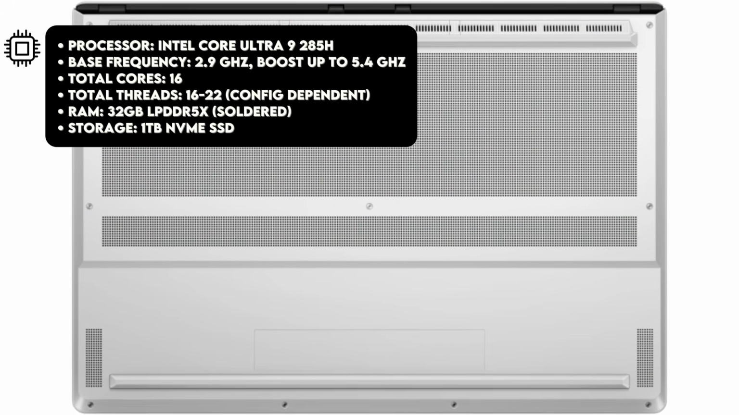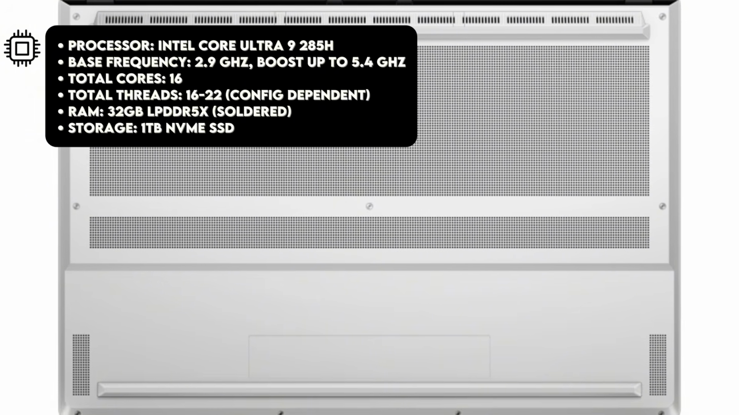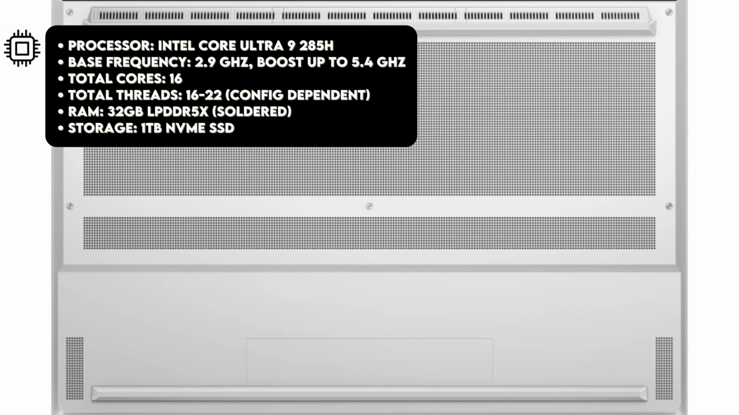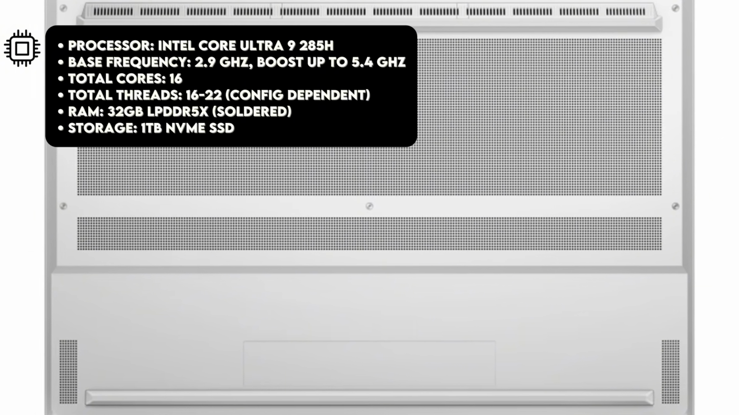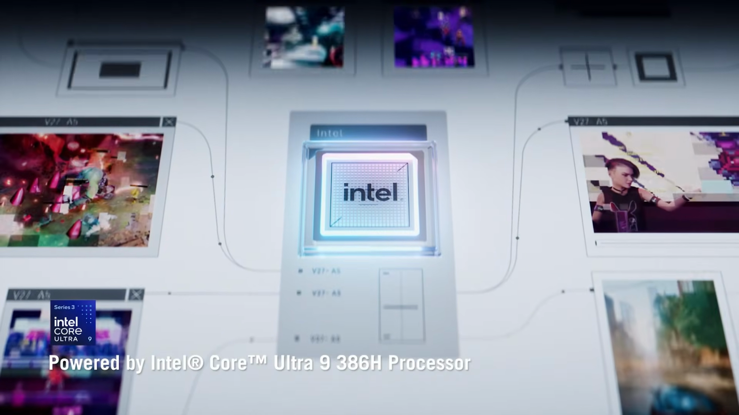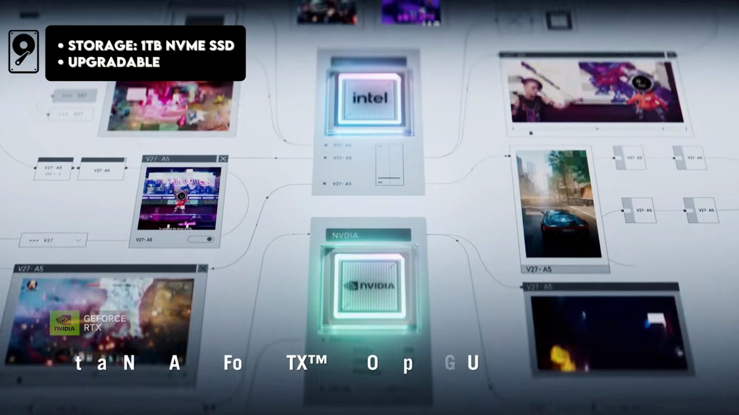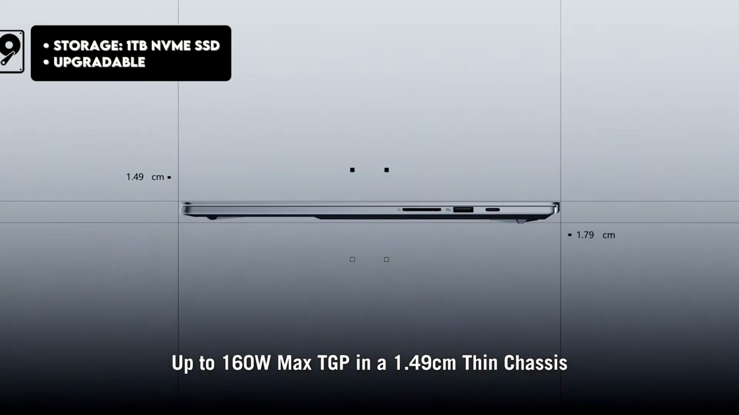Under the hood, it's powered by the latest Intel Core Ultra 9 285H processor with a maximum turbo frequency of 5.4 GHz, paired with 32 GB of LPDDR5X memory. The laptop comes in multiple RAM configurations, ranging from 16 to 32 GB. However, the memory is soldered, meaning it cannot be upgraded later, so you'll need to choose the right configuration at the time of purchase. For storage, you get a fast 1 TB of NVMe SSD.